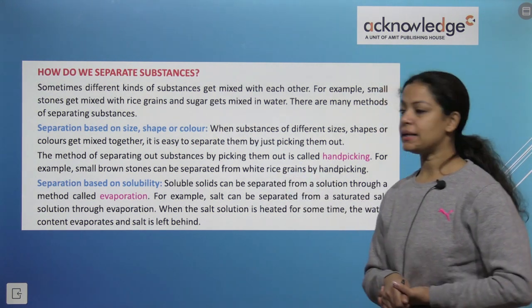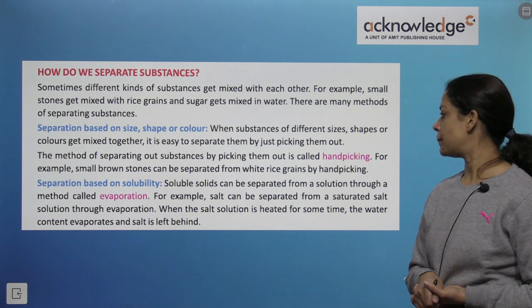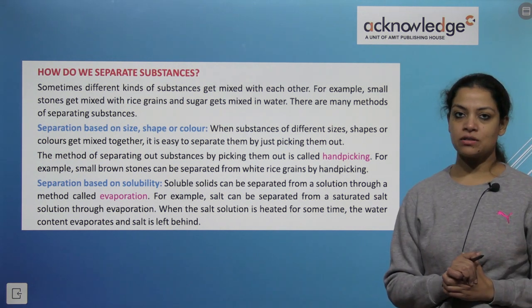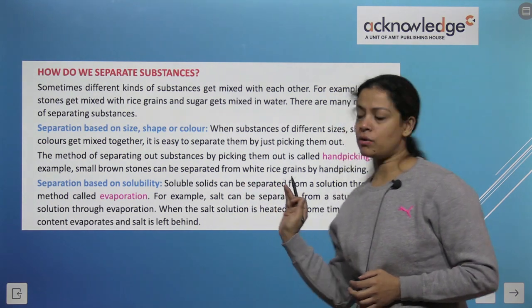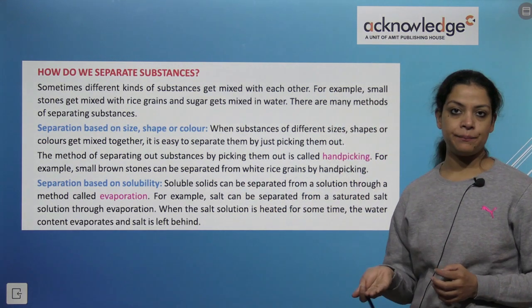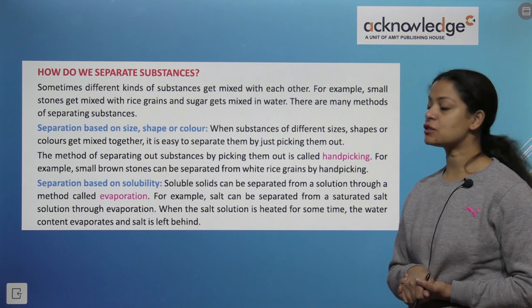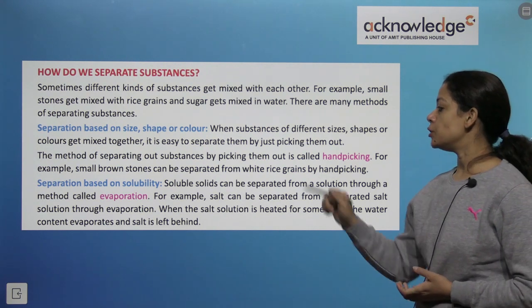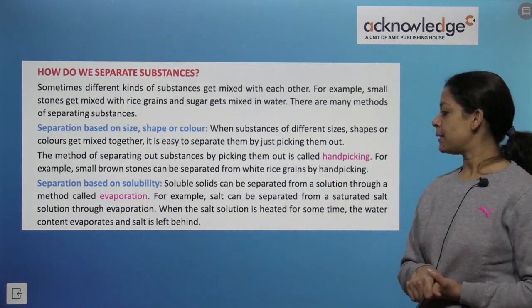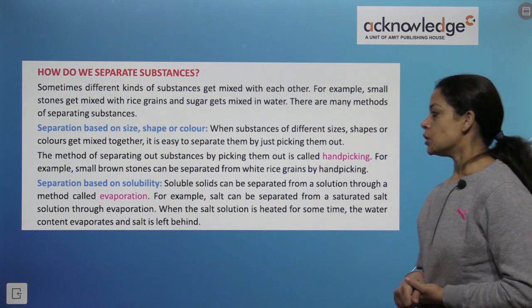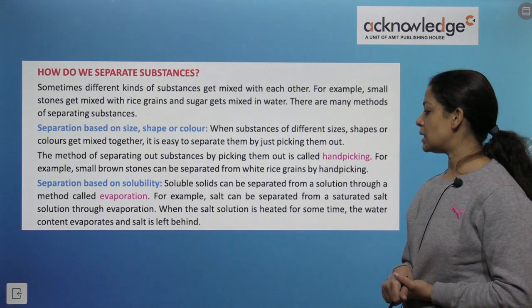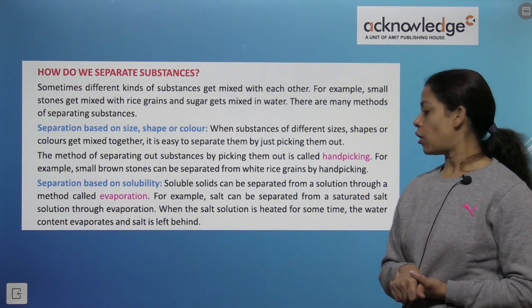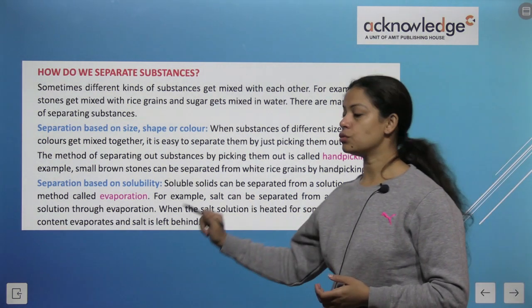This method of separating out substances by picking them out is called the hand picking process of separation. So, like, small brown stones can be separated from white rice grains by hand picking. Now, separation based on solubility. Soluble substances, solids, can be separated from a solution through a method called evaporation. So examples are, salt can be separated from a saturated salt solution through evaporation.